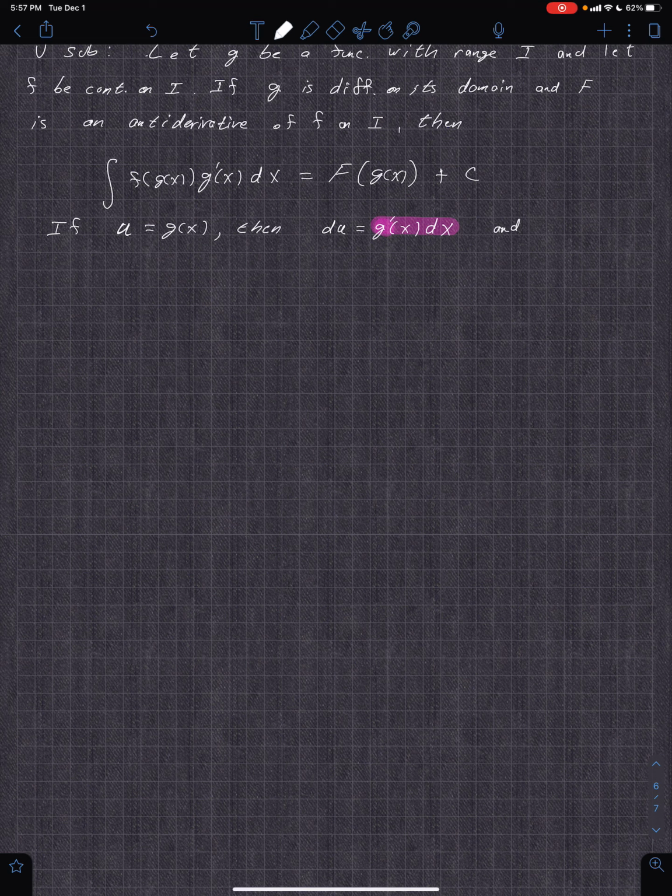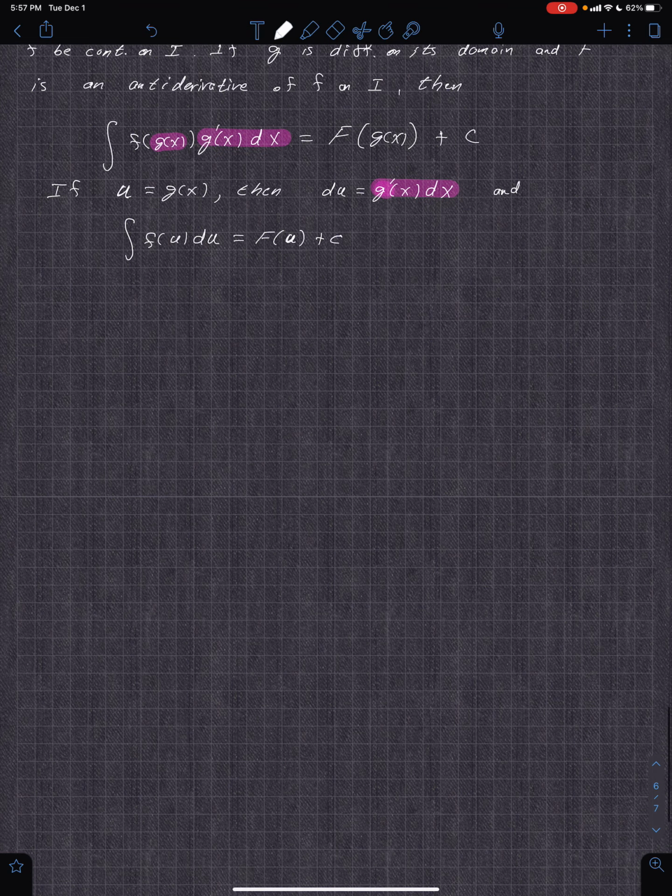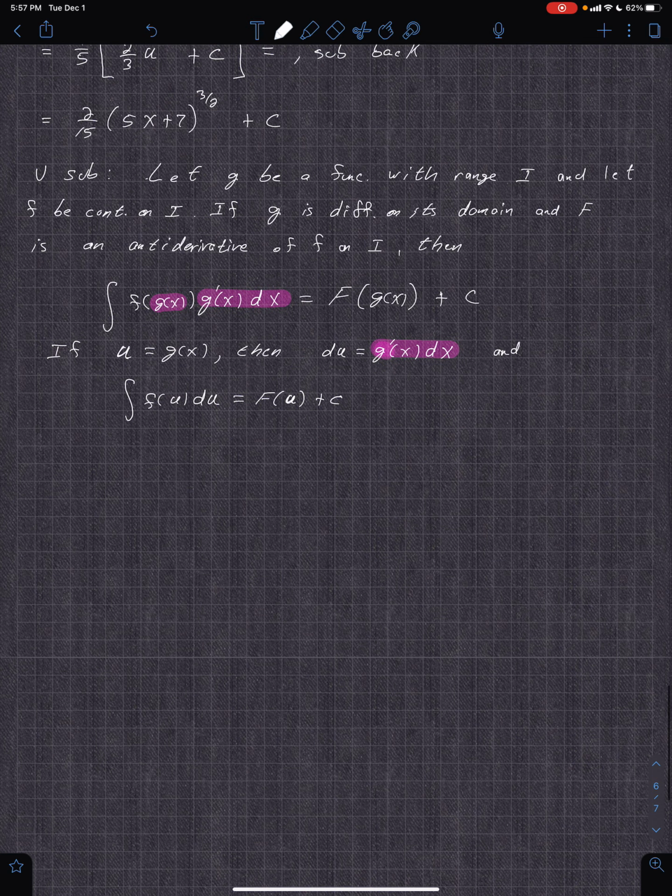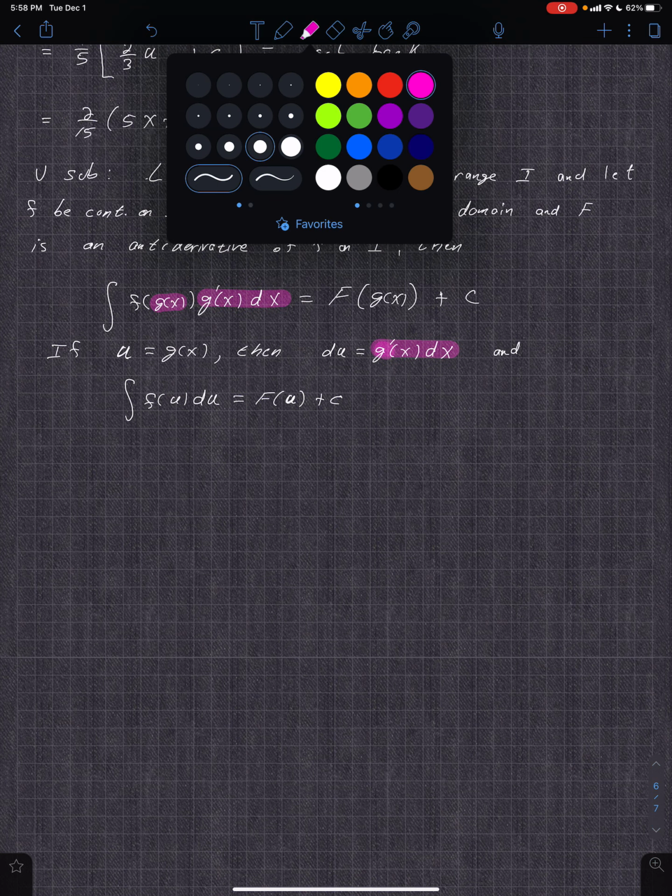And the integral of, you get f of u du, because that's what this becomes the substitution for right here. That becomes your u, and then you substitute for that. And that's going to be equal to your capital F of u plus c. Okay, so that's the concept and technique of how we do it.